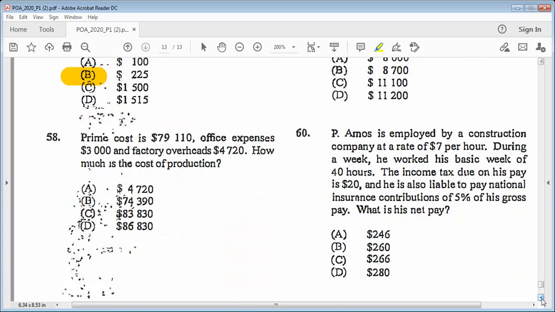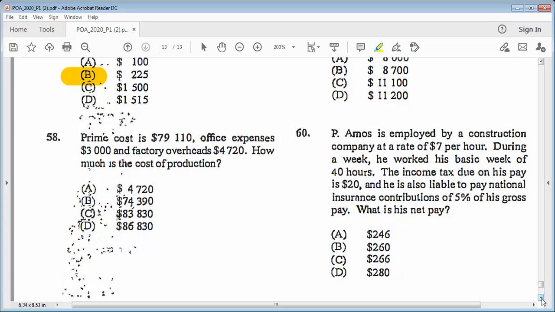Prime cost is $79,110, office expenses $3,000 and factory overheads $4,720. How much is the cost of production? A, 4,720, B, 74,390, C, 83,830, or D, 86,830.